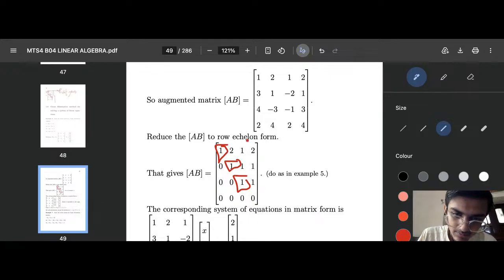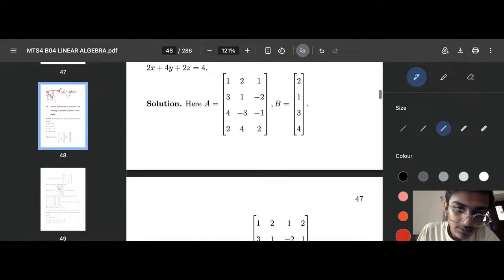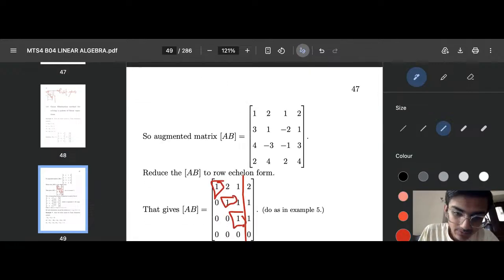In the rightmost column, you can make a partition here, and the rightmost column doesn't have any pivot. So actually, you have three unknowns here, x, y, z. Let me check. Three unknowns, x, y, z. So you have three unknowns and three pivots. So this is the Brahmastra of this Gauss elimination technique that I am writing: R. R will be the number of pivots.